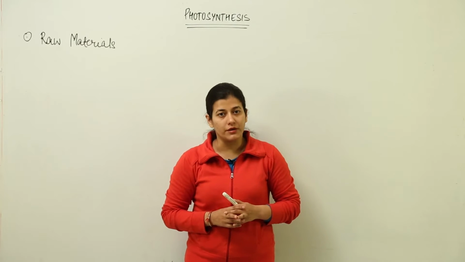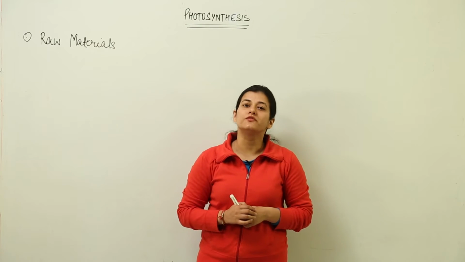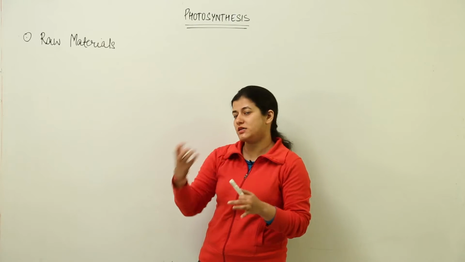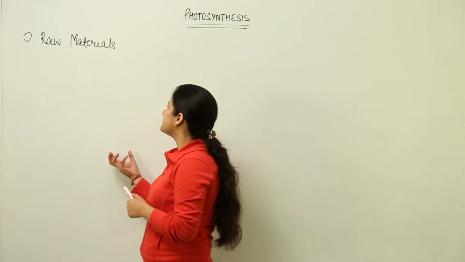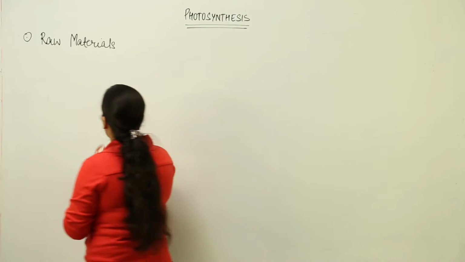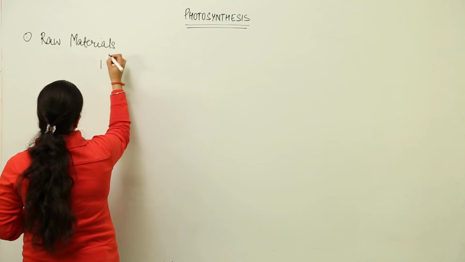Now we are going to talk about the raw materials which are important for the process of photosynthesis, using which the plants are ultimately giving us the organic compound of glucose. Now what are the raw materials? Primarily there are four raw materials that you have to remember.